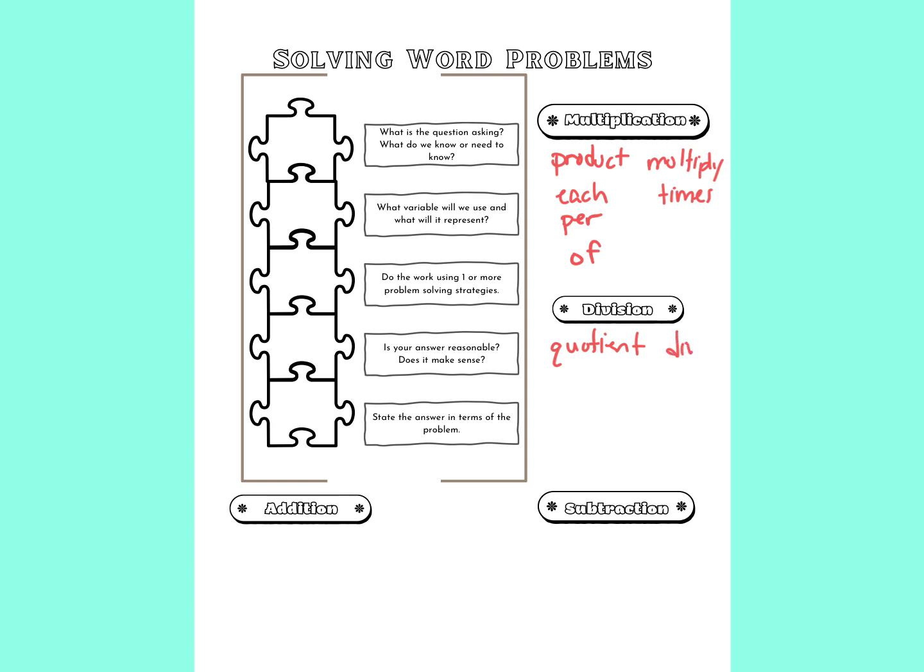For division, quotient is the answer to a division problem. It could be as simple as divide. And then if you're setting up some kind of ratio, that might mean we're dividing. We wrote per up in multiplication, but it's sometimes division. So again, just look at it in context and what does it mean.